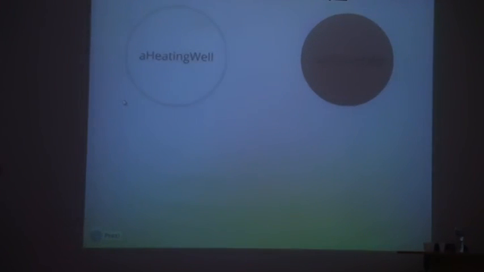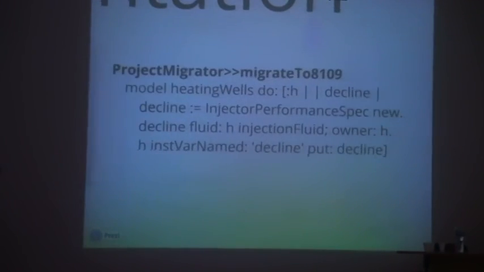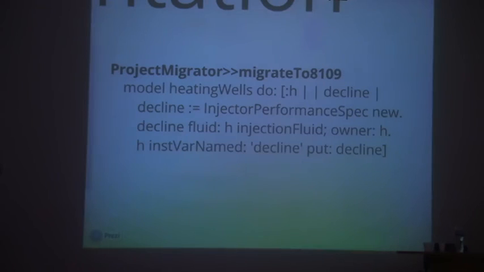We can have changes in the representation. For instance, we have a variable set as decline for digging wells. Later we decide that instead we have a full-size object, which is an injection performance. We do this. The migration code for that goes like this.